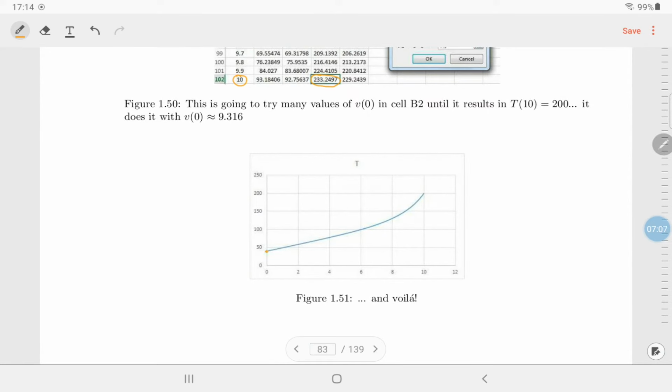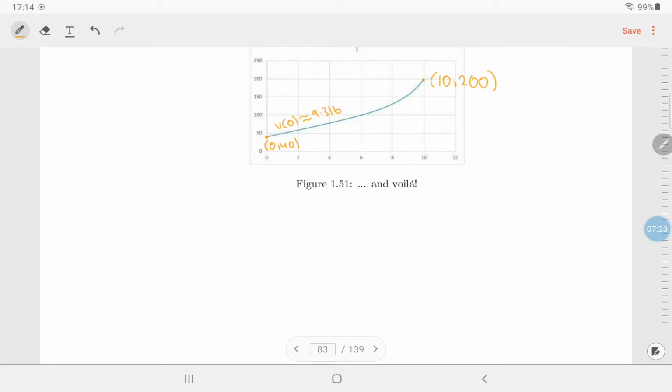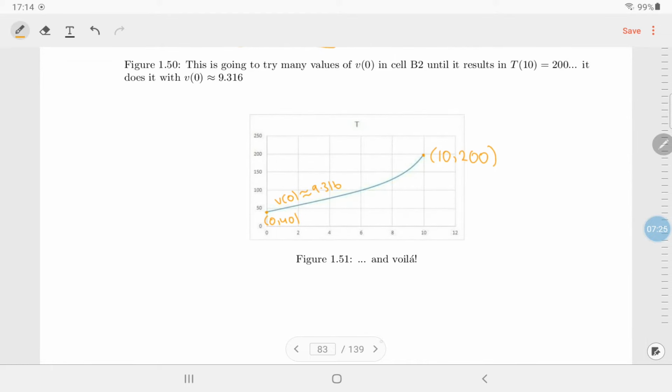So this initial slope, which we call V0, is approximately 9.316, and you will hit where you're supposed to hit, distance of 10, temperature of 200. So that's your goal seek, and you'll be doing that in the lab in, I think, week 7.